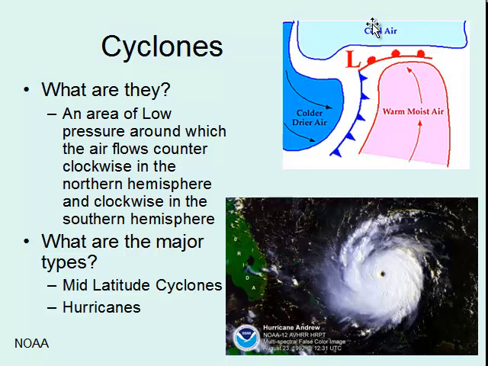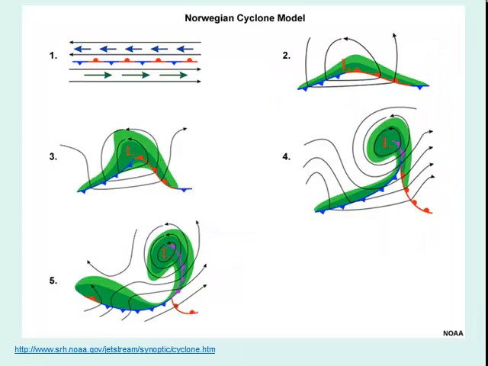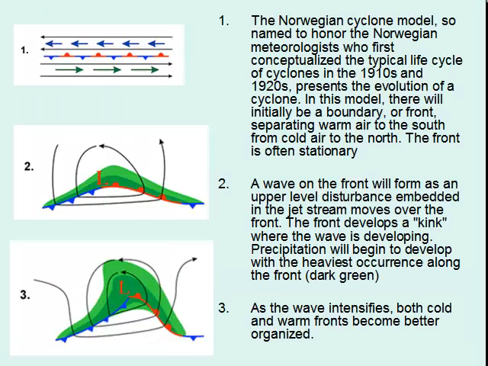And here you can see images of each of those. The top image here is a mid-latitude cyclone. We're going to talk about the development of these in the next 3 slides. And then down here we see a hurricane about to strike Florida. So the mid-latitude cyclone development is described in this Norwegian cyclone model. You can link to the website that this information was gathered from on the course website.